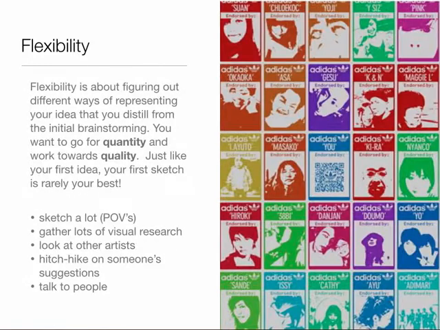As you develop your flexibility, you're figuring out different ways of representing your ideas. You're distilling the brainstorming process. You're funneling it down in order to go from the vast number of ideas and identifying the quality ideas. Just like your first idea, your first sketch for what your work is going to look like may not necessarily be your best. So during this stage, what you should be thinking about is sketching a variety of different ideas that could represent what you have come up with in your brainstorming.